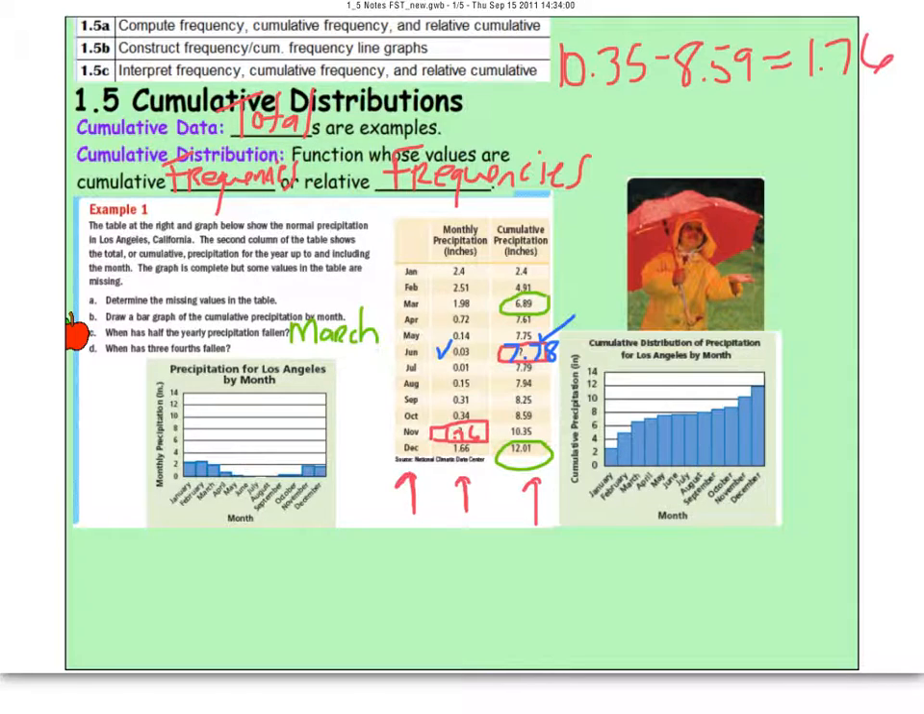And then Part D, when has 3/4 of it fallen? Well, if you're not sure how to see this one, just take the 12.0 inches, take 3/4 of that, and on your calculator, if you do that, you're going to get roughly 9.0075 inches. So you're going to look for a running total. At the end of October, we're at 8.59, so we're not quite at 9. We have to actually run into November to do that. And so it would happen in the month of November.